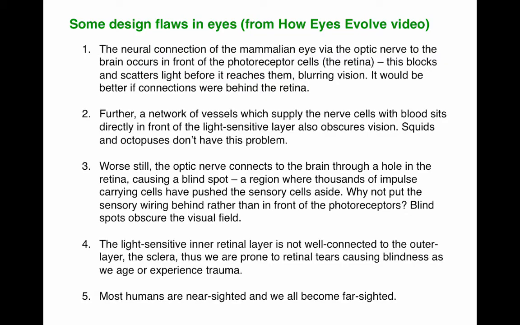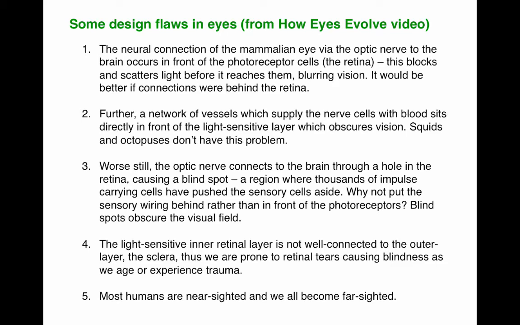So let me summarize this. There are some design flaws in eyes we need to notice. The neural connection of the mammalian eye via the optic nerve to the brain occurs in front of the photoreceptor cells, the retina. This blocks and scatters light before it reaches them, blurring vision. It would be better if connections were behind the retina.